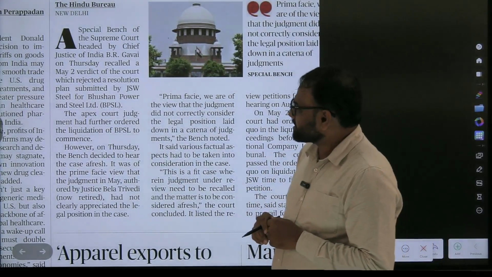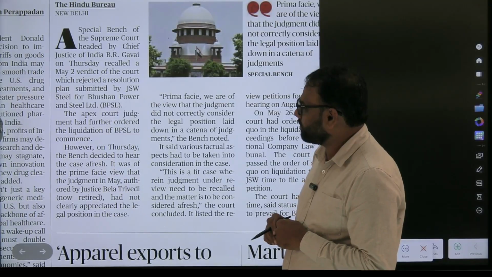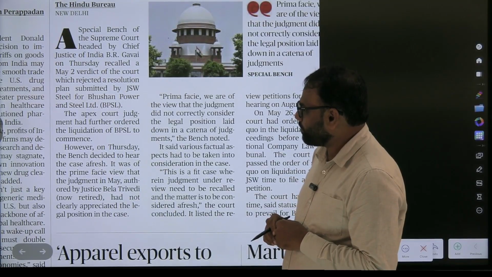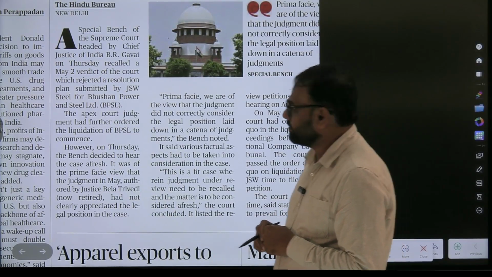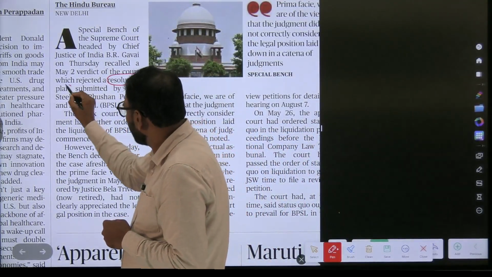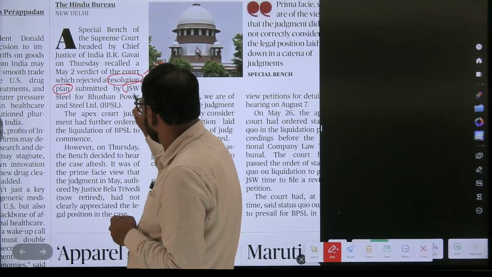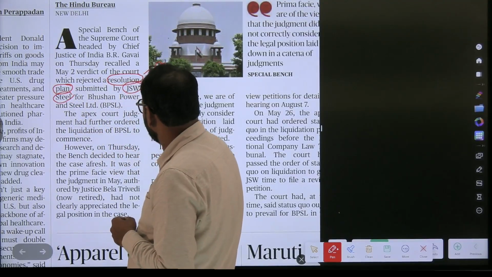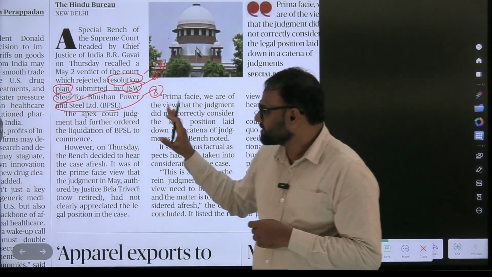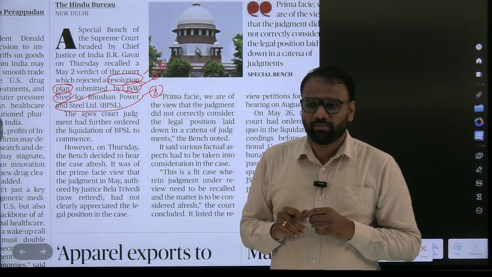So a special bench of the Supreme Court headed by Chief Justice of India B.R. Gavai on Thursday recalled a May 2 verdict of the court which rejected a resolution plan submitted by JSW Steel for Bhushan Power and Steel Limited. Okay. Here a term called resolution plan is important. JSW Steel, Bhushan Power and Steel Limited, that is not important. The term important here is resolution plan.